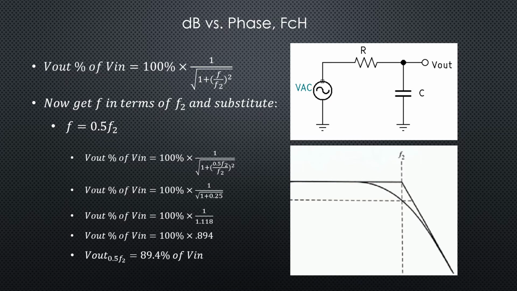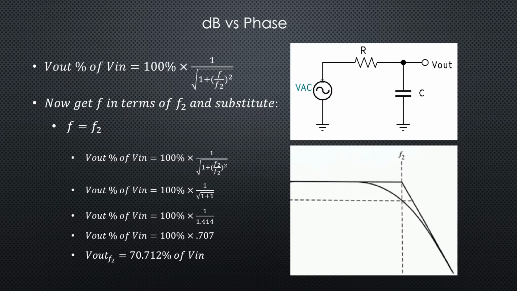Now we're just marching up F. We're getting a little bit closer to F2, so we're going to 0.5 and do all the math right there, and we get a V out of 89.4% of Vn. Okay, so if our F is equal to F2, we would expect this to be 3 dB down. We also should know that this would be 70.7%, and you can see the math here, and in fact we get a 70.7% V out at F2.